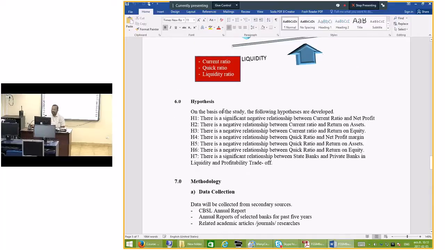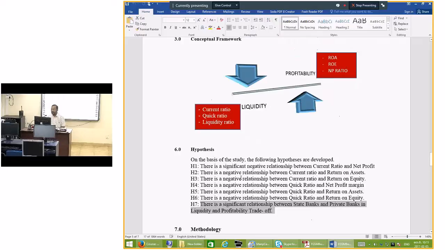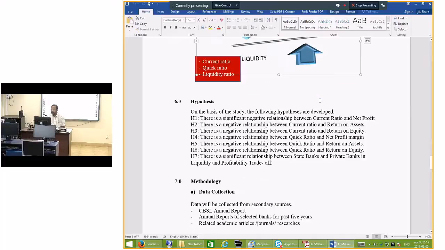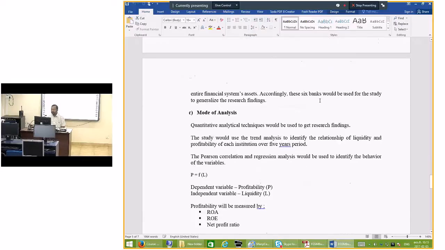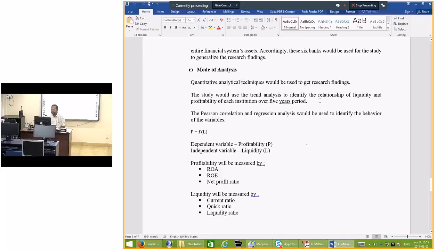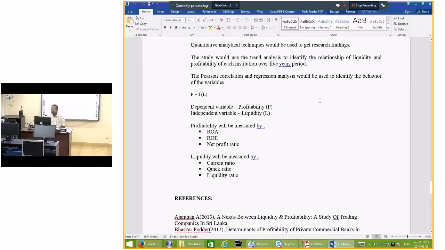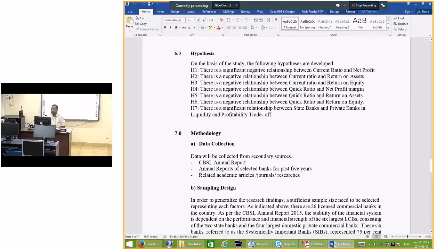Therefore, you cannot assess the seventh hypothesis, the liquidity and profitability. Then what do you mean by profitability? Again, profitability is three figures. Because you just write something, but you cannot do it. Now how do you measure the relationship?